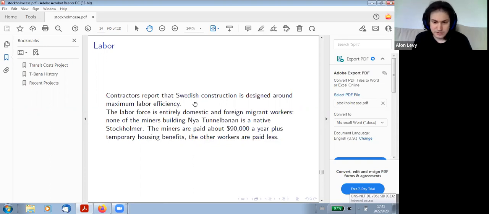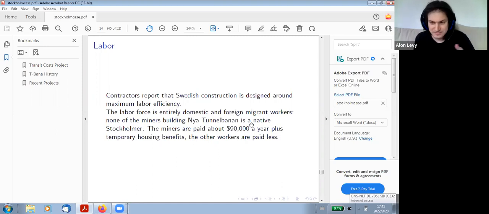Quite a lot of them are foreign migrant workers. And if you're wondering whether that reduces wages, maybe it does. But I was told that the wages to the miners, the ones who are actually underground, are 70,000 kronor per month before taxes, so about 90,000 US dollars a year. This includes benefits. I mean, it's Sweden.